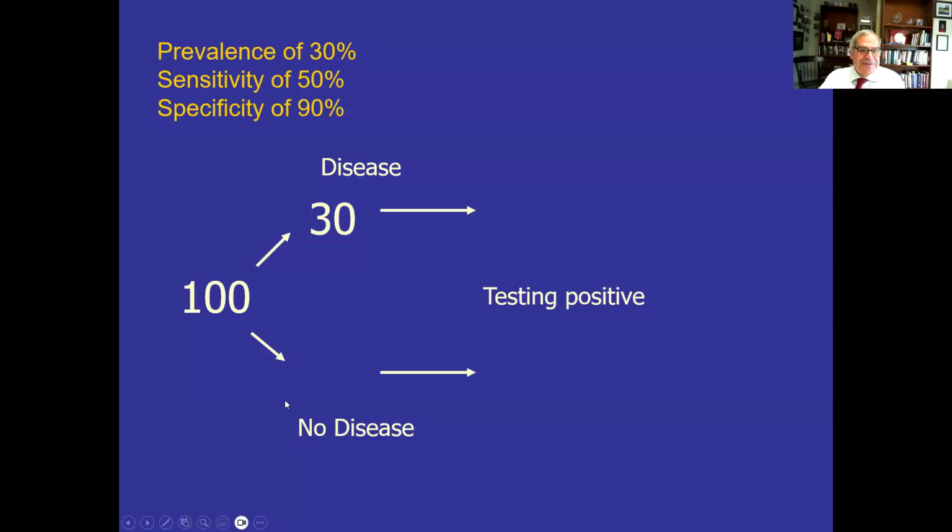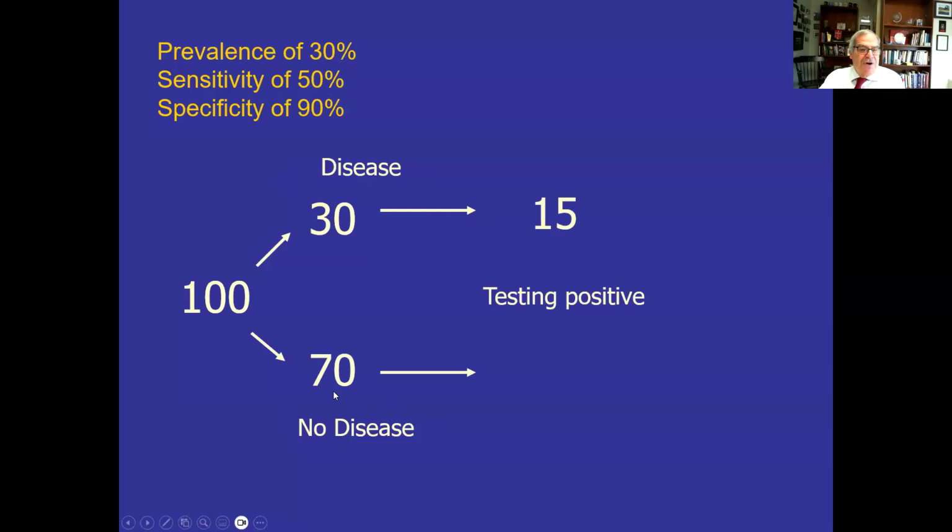Now we're interested in the sensitivity. And 70% would not have the disease. Looking at the prevalence, no disease, sensitivity, specificity, looking at the denominators. So if we look at sensitivity, we know that 50% of the people that have the disease will test positive, 15.